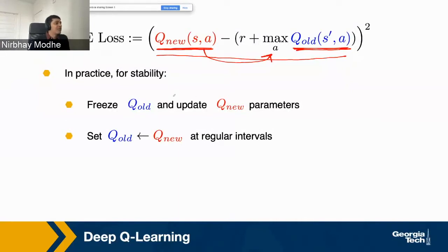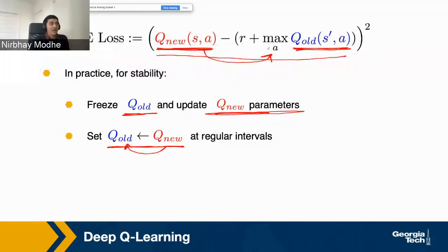So what people have proposed is to fix or freeze the Q old network for some time. They want to just update the Q new parameters for a few iterations, after some few data points. And at regular intervals, you're going to set Q old back to Q new. So let's say you do 10 iterations of updates where you update Q new and keep Q old fixed. After 10 iterations, you will again set Q old to the parameters of Q new.